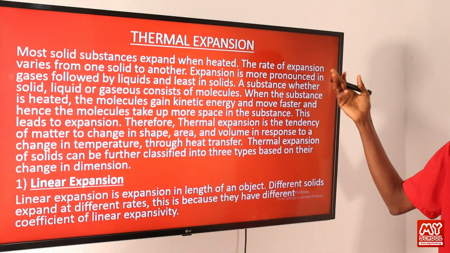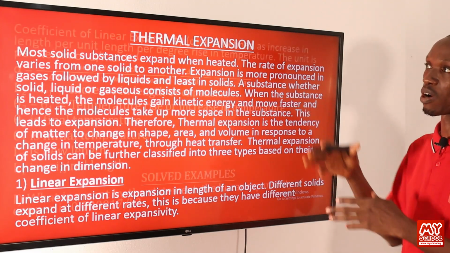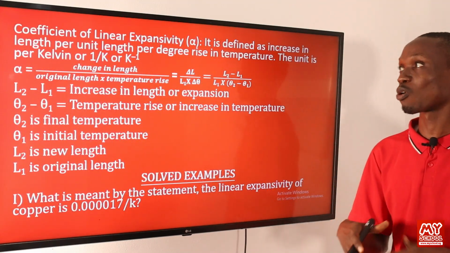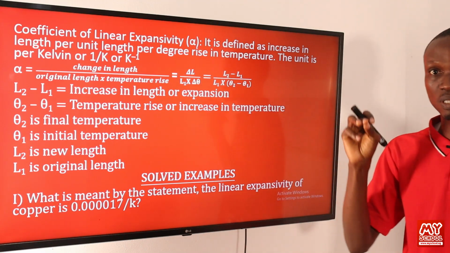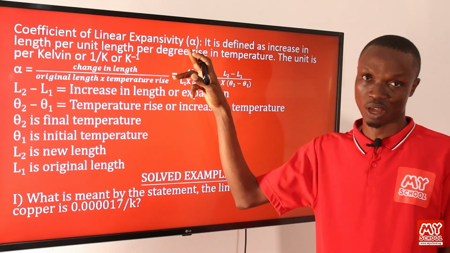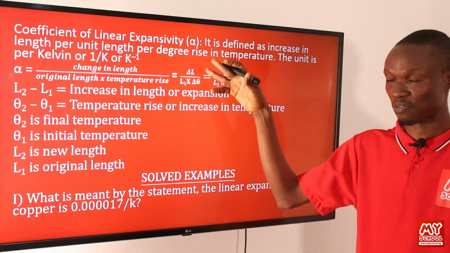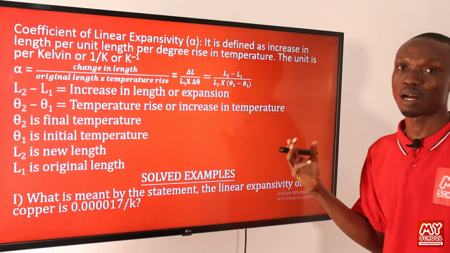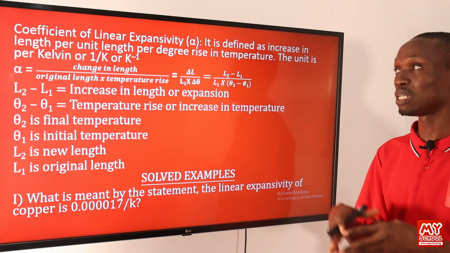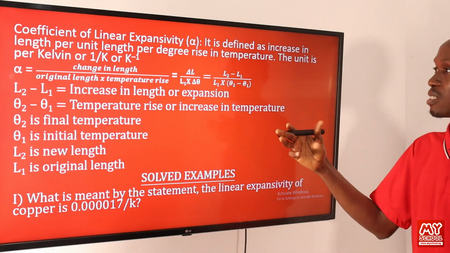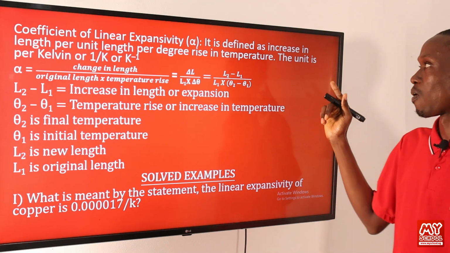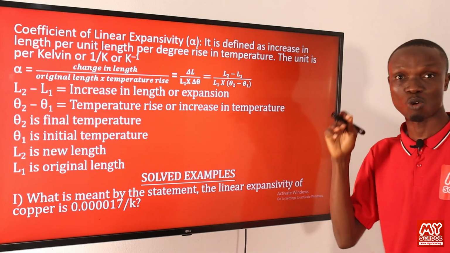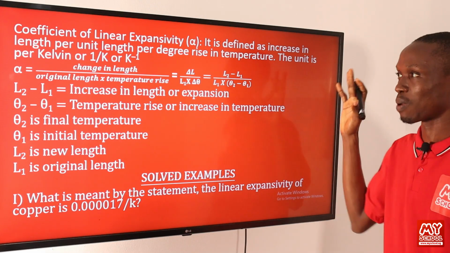Let's move to the next slide so that we define what we mean by coefficient of linear expansivity. Take note that the coefficient of linear expansivity is denoted with alpha. This symbol is called alpha, and it is defined as the increase in length per unit length per degree rise in temperature. The unit is per Kelvin.